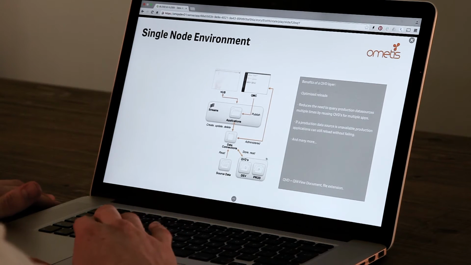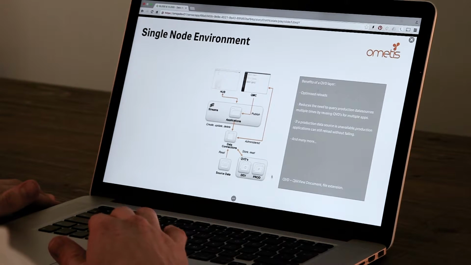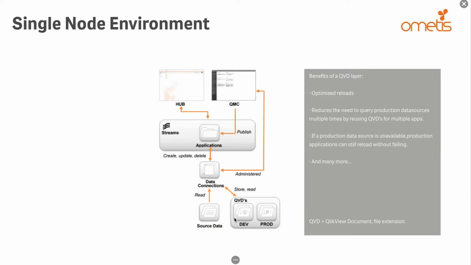What we have here is a diagram of a single node environment. I want to draw your attention to the bottom right-hand corner. In the bottom right corner, we've got a QVD section, and it's split into dev and prod. QVD stands for QlikView Documents. They're essentially documents where we've extracted data from our source and put it into a file which is optimized to be used by Qlik.